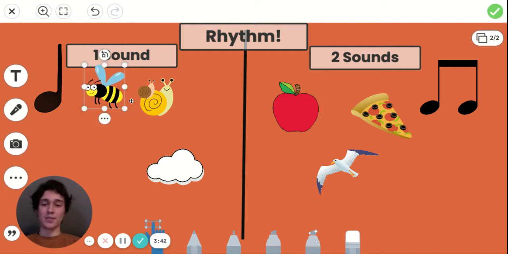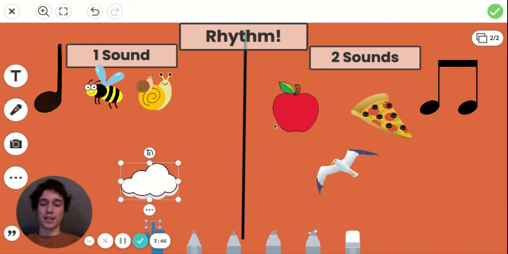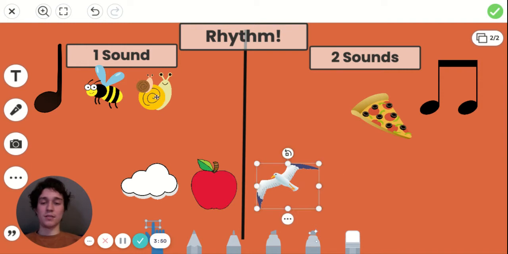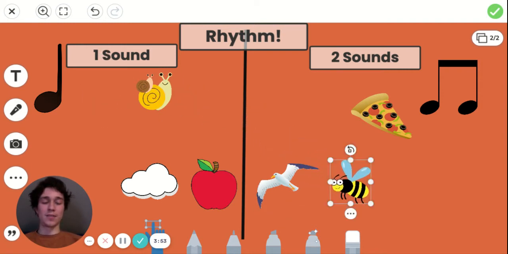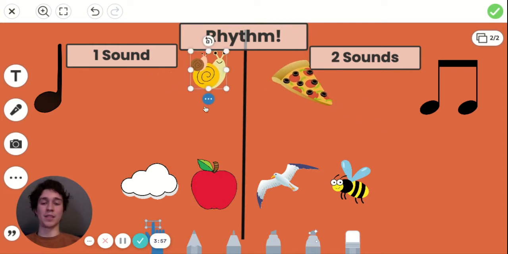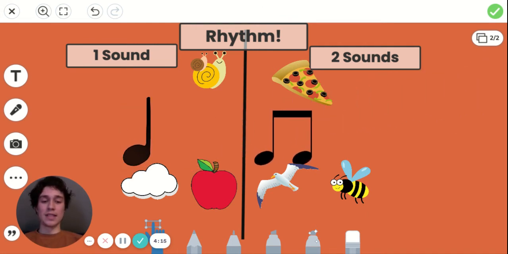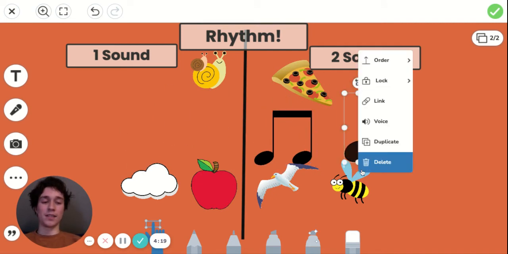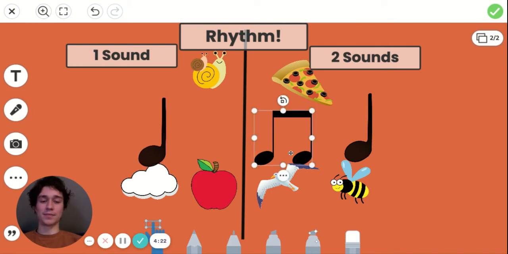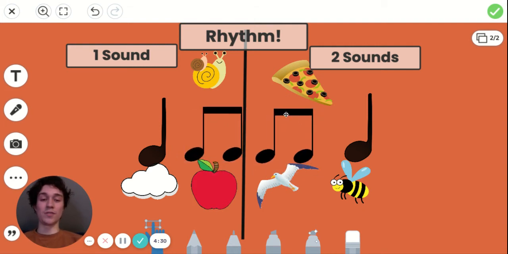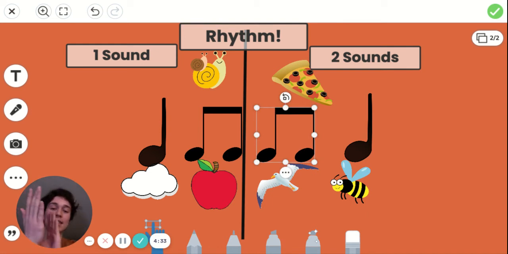Okay, I'm going to put these ones up here. So if I said cloud, apple, seagull, bee. If this was our pattern down here, we'll leave snail and pizza up here. If we went cloud, apple, seagull, bee, we'd clap it. Cloud, apple, seagull, bee. In music, we would use these. Here, I'll make this easier. Make another one of these. And instead of saying those words, since we're musicians, we would say ta, ti-ti, ti-ti, ta.